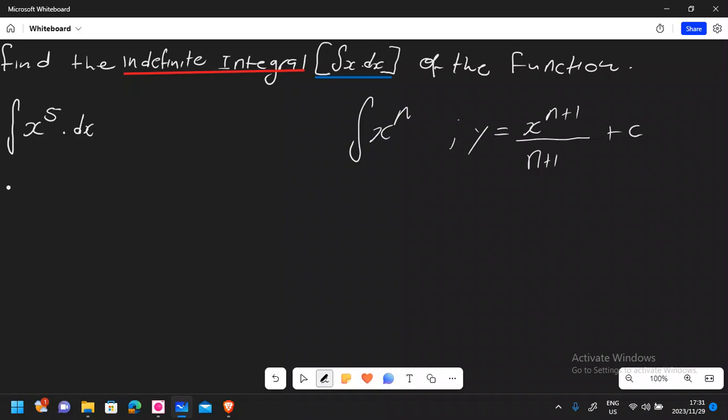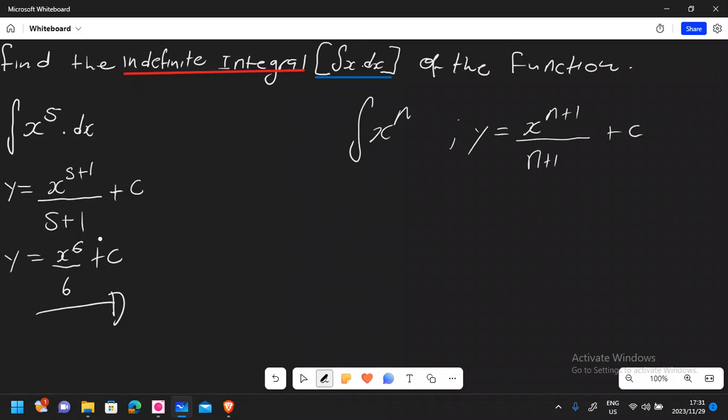So let's do it. So we have y, and then this time around it's x, and our n here is 5, so x to the power of 5 plus 1, divided by the very same exponent, 5 plus 1, plus c. All right, and then this is going to give us x to the power of 6, because 5 plus 1 is 6, divided by 6, plus c. So this is your final answer.